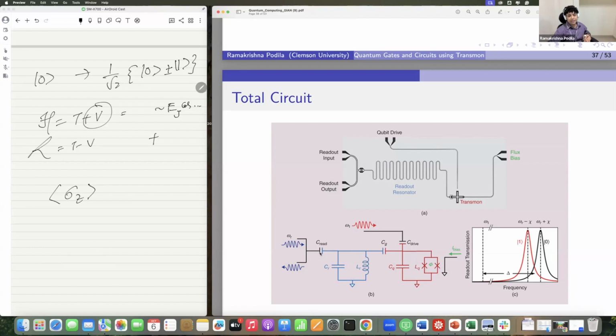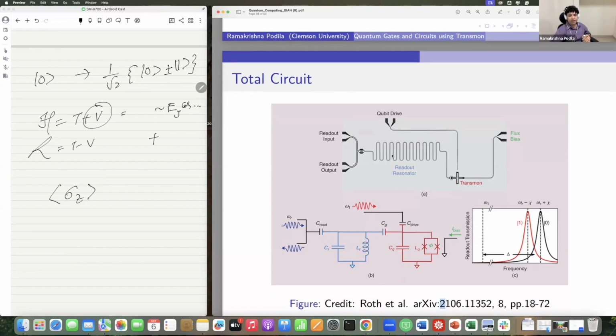And then the gate capacitance is related to an LC circuit or a microwave resonator, which acts as a readout. If this is in the 0 state, the frequency of this is upshifted. If it is in the 1 state, the frequency is downshifted. So you can see here for 0, it is omega r plus chi. For 1, it is omega r minus chi. The omega belongs to this LC circuit, and the LC circuit acts like a harmonic oscillator. So you have the readout resonator here.